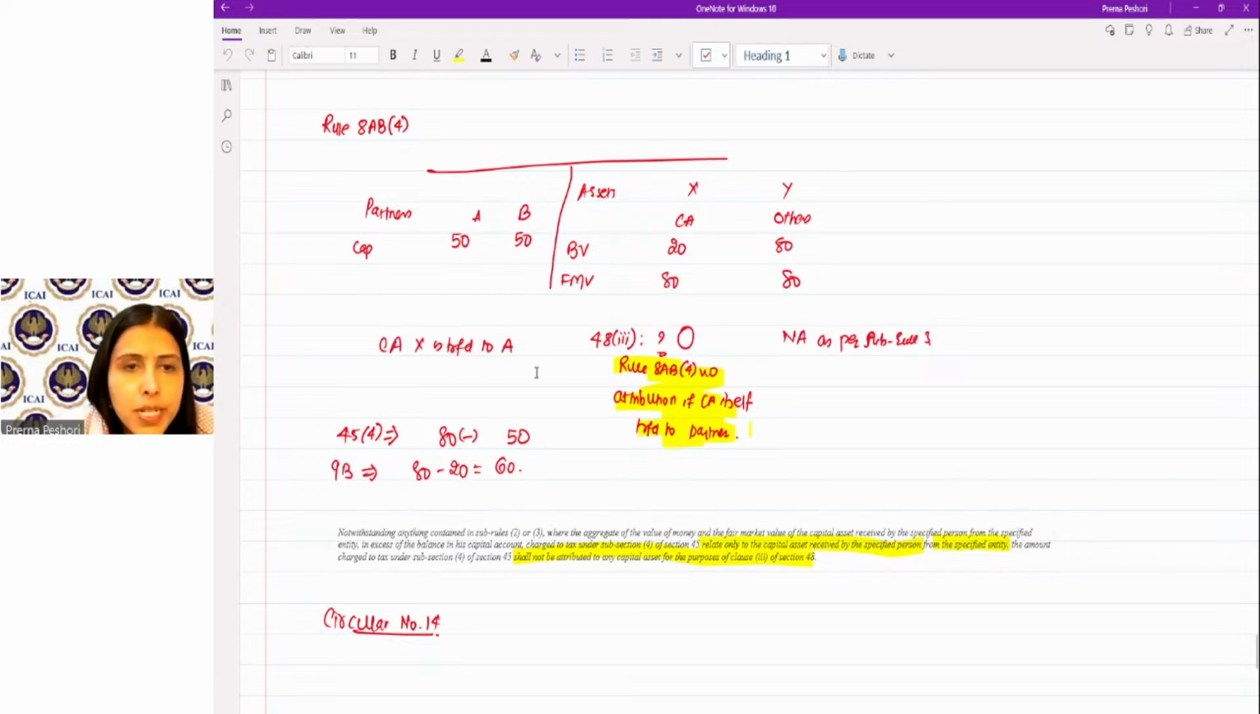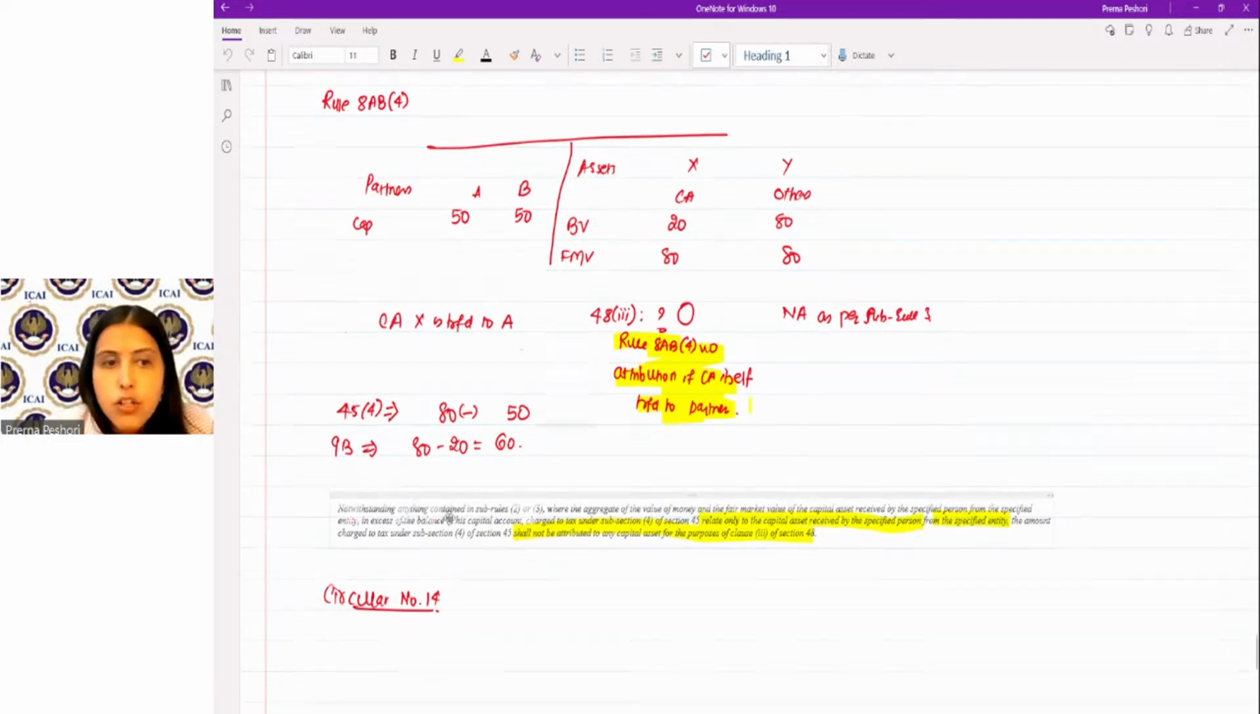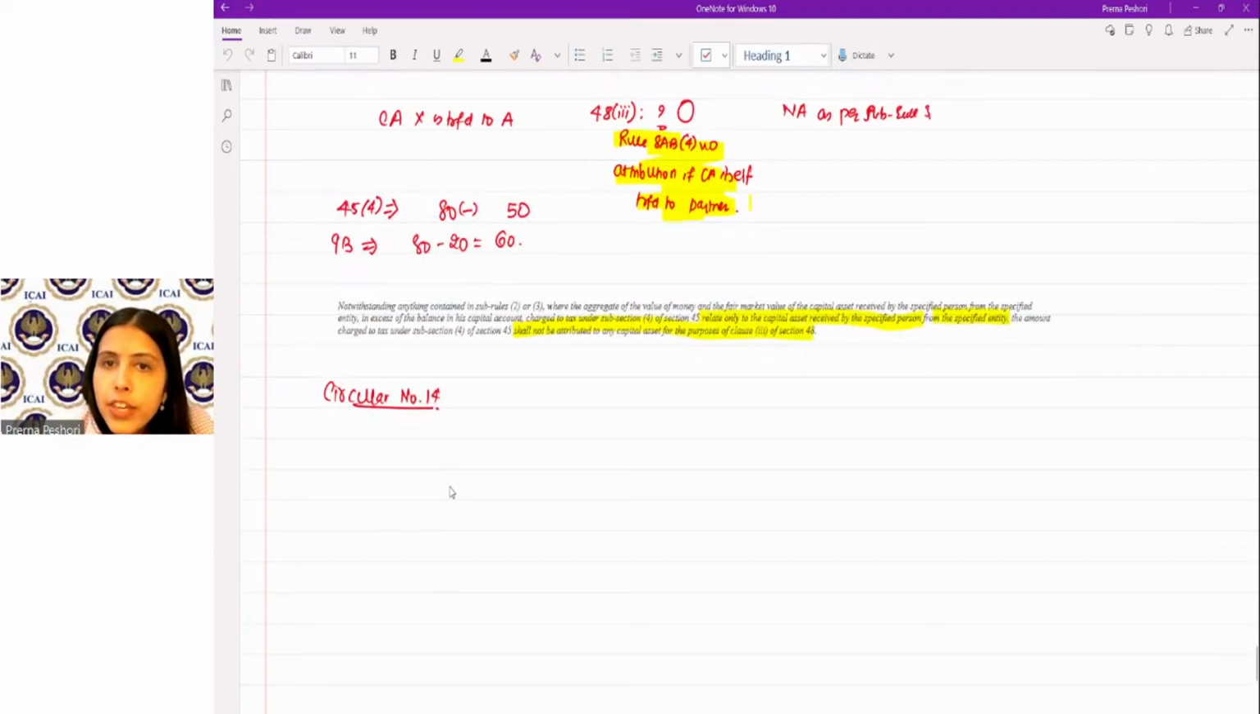Here also you will see that the double taxation is happening under 45(4) and 9B. So double taxation is not avoided by 48(3). So for that, we have the CBDT circular. What is a CBDT circular? Let's try and understand that. Circular number 14 of 2021.